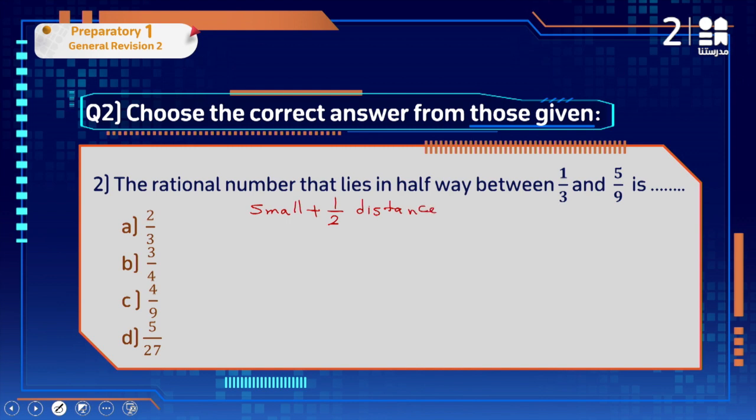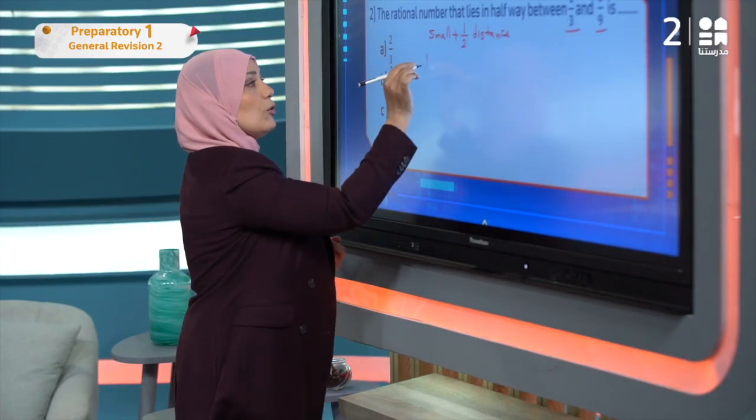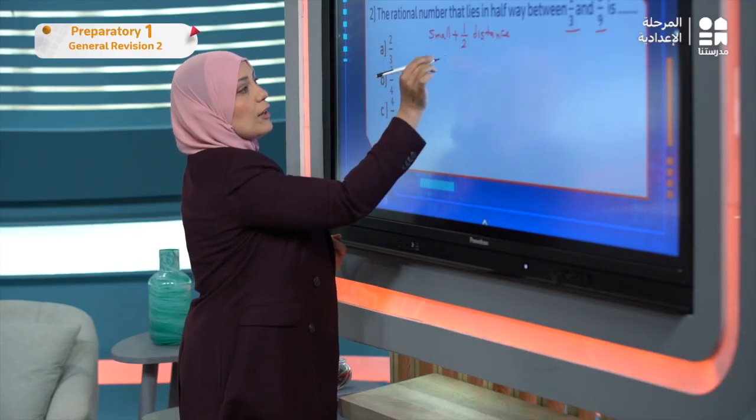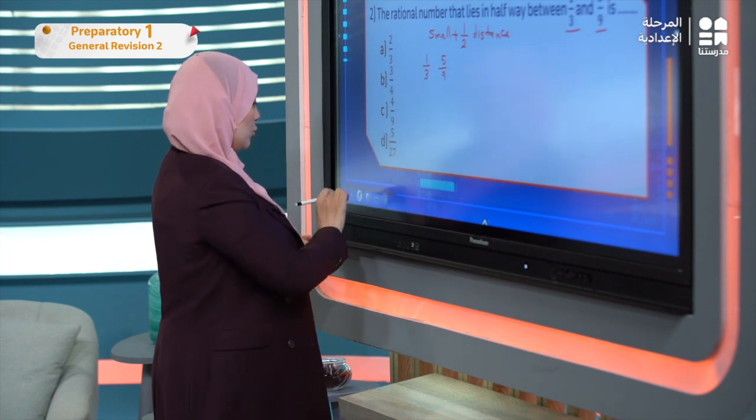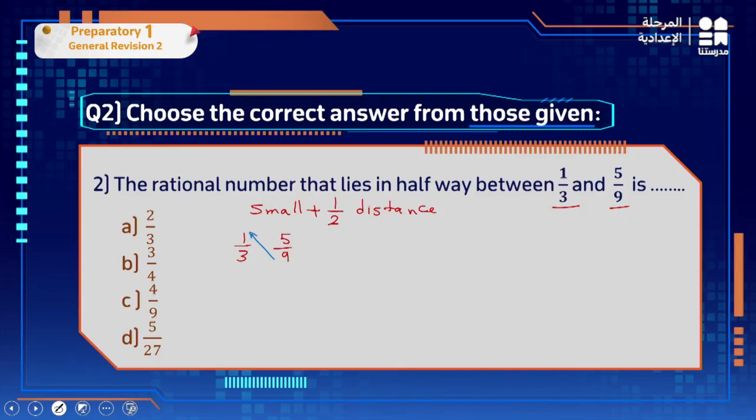Let's compare these two numbers first. 1/3 and 5/9. To compare them, we need to make cross multiplication. So 9 times 1 is 9. 3 times 5 is 15. So 9 is less. So the small number is 1/3.